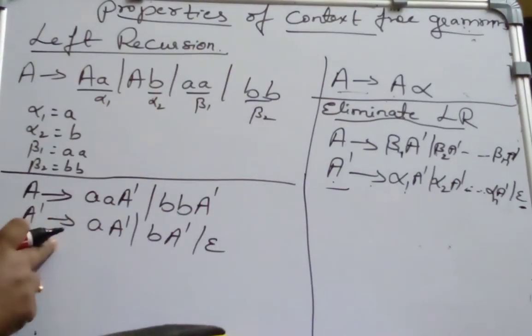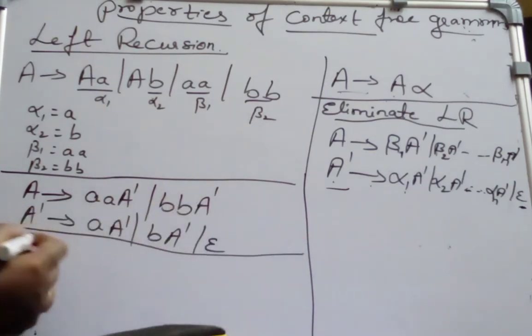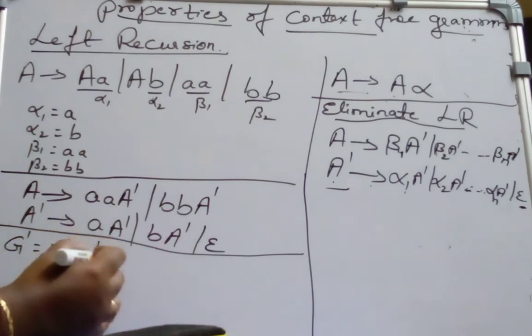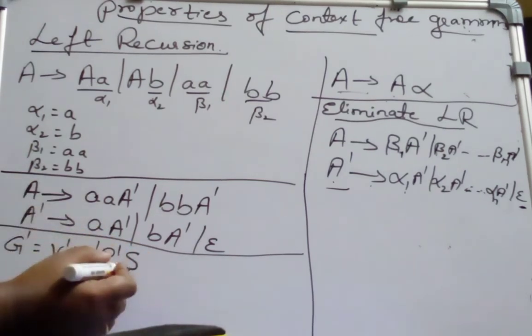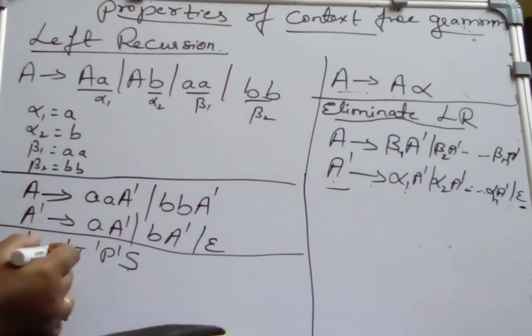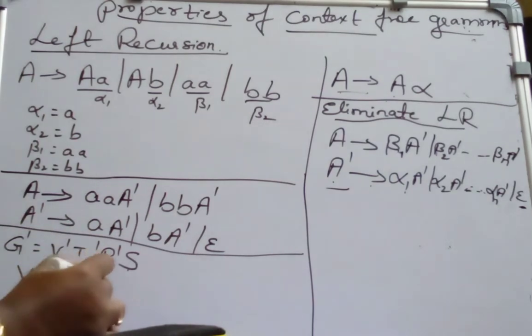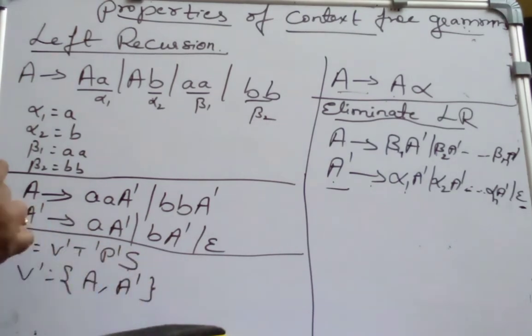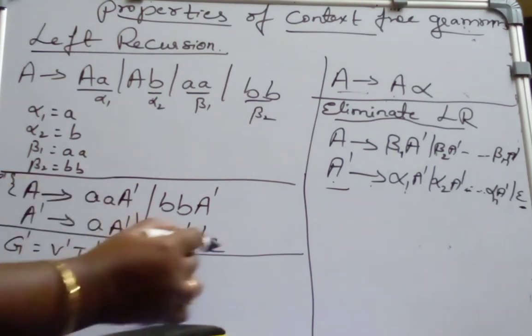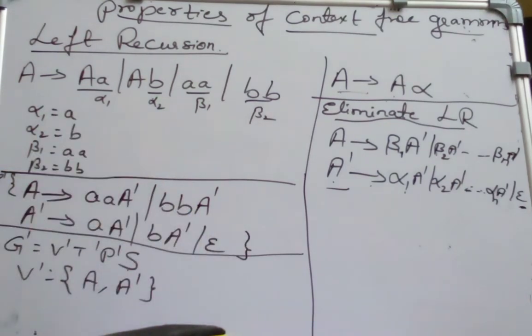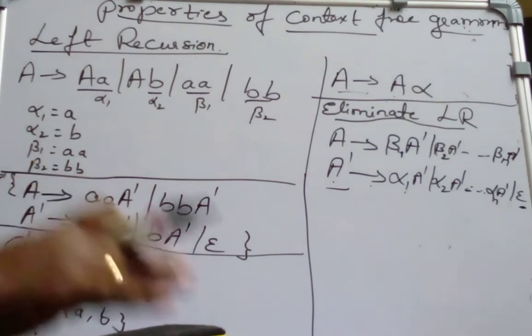So this is the new grammar we got after removing the left recursion. What is the final grammar here? The final grammar, G dash, is equal to V dash, T dash, P dash and S. S means the starting symbol is A. What is V dash here? In V dash we got two non-terminals, A and A dash. Productions are P dash, the new productions we got. Terminals are A and B. So this is the final grammar we got after removing the left recursion.